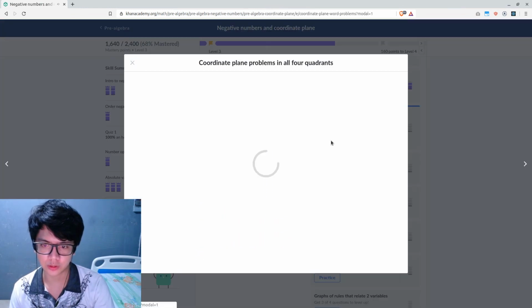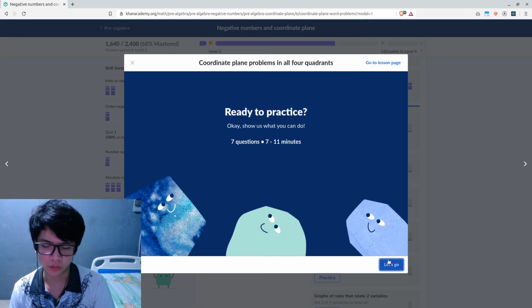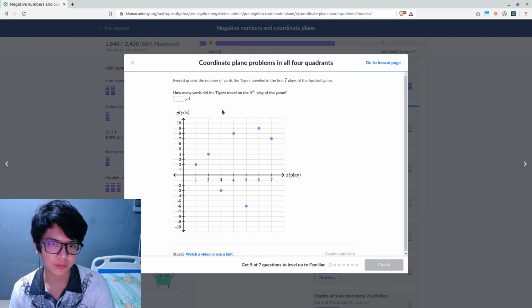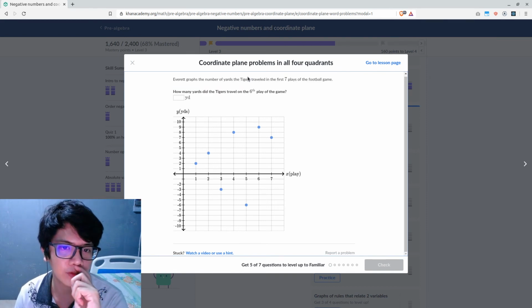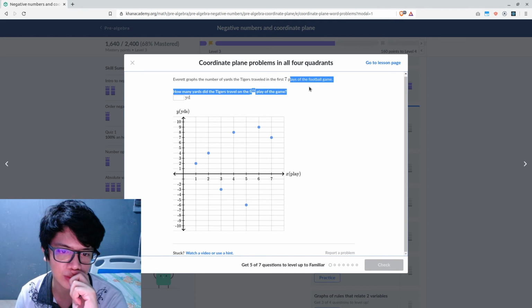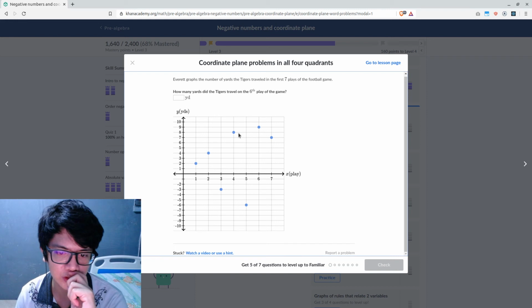Okay, cool. Coordinate plane problems in all 4 quadrants. Everett graphs the number of yards the Tigers traveled in the first 7 plays of the football game. How many yards did the Tigers travel on the 6th play of the game? How am I supposed to know which is first? I mean, this could be first, I don't know.